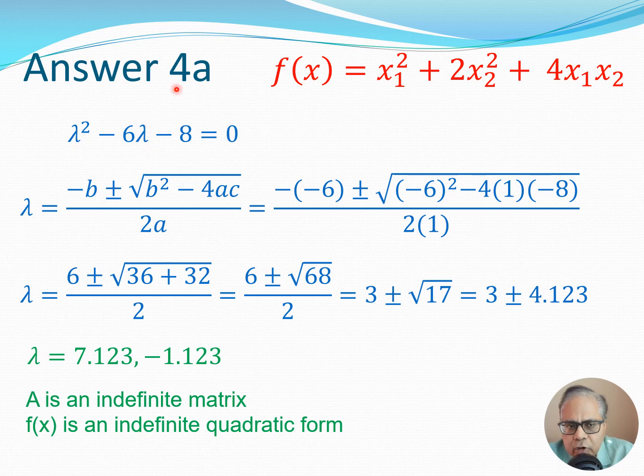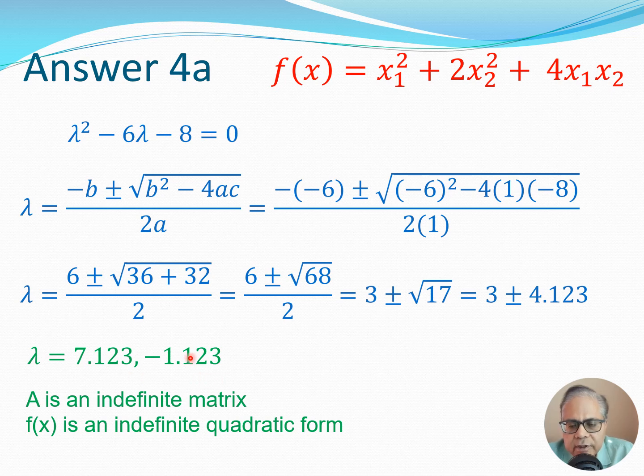So let's do that. To solve this particular quadratic equation, I take recourse to the usual formula for solution of the quadratic equation, that is lambda is minus b plus minus root b square minus 4ac by 2a. Now remember here this is in the form ax square plus bx plus c equal to 0. So of course b is minus 6 and a is simply 1 and c is minus 8. So I make those substitutions here in this equation. I simplify it and I get it in this form. And then after some further simplification, this comes out to 3 plus minus root 17, which finally gives lambda as 7.123 and minus 1.123.